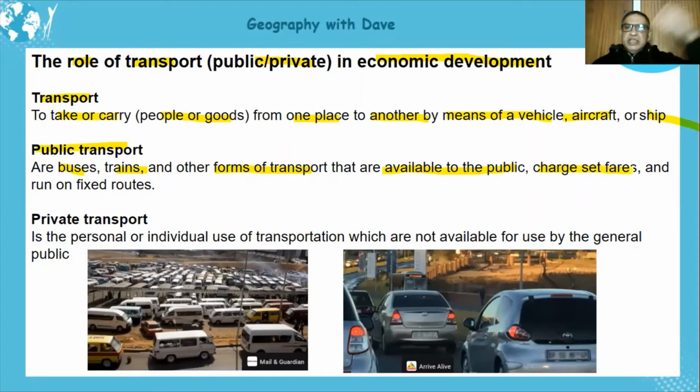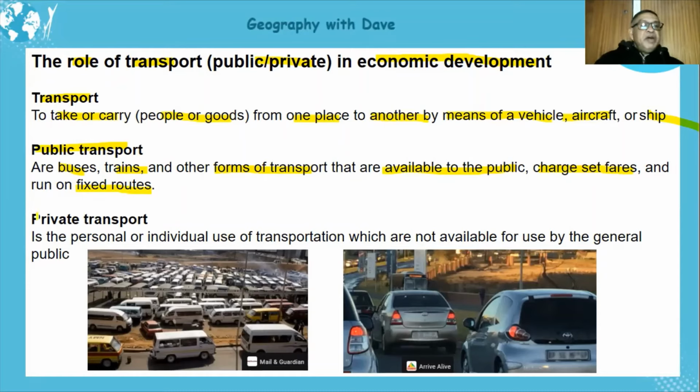You understand that you pay when you go into a public bus, all right? And they run generally, not always, our taxis, etc., may change their routes, on fixed routes. Okay, you'll go through here, etc. So it's open to everybody. You pay your fee, you jump into a bus, you jump into a train. You understand, it takes you from one point to another. That's where you want to go.